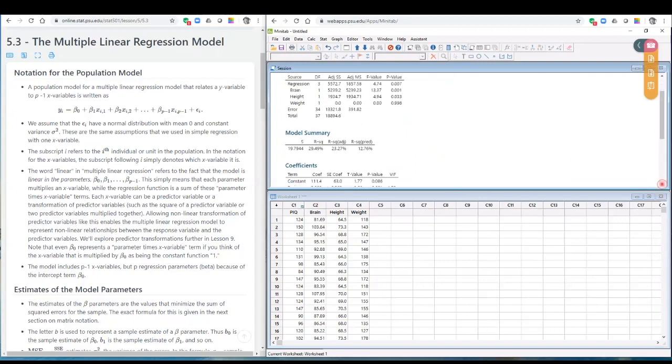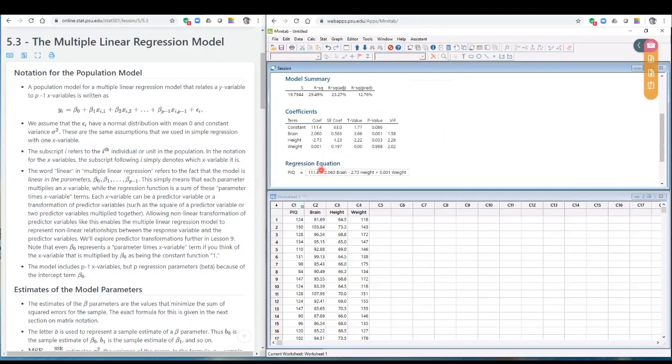So I'll just scroll down to where it says regression equation. So this is the estimated equation based on this model. yi equals beta 0 plus beta 1 x1, beta 2 x2 plus beta 3 x3 plus error. And this estimated equation is the fitted or predicted response, PIQ, is equal to b0, 111.4, plus b1 times brain, 2.060 times brain, minus 2.73, that's b2, times height, plus b3, 0.001 times weight. So that's our estimated or fitted or predicted equation.